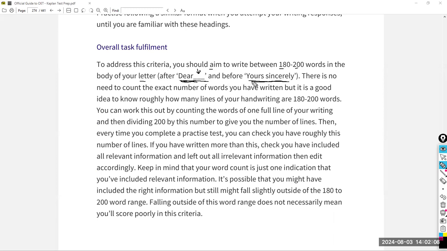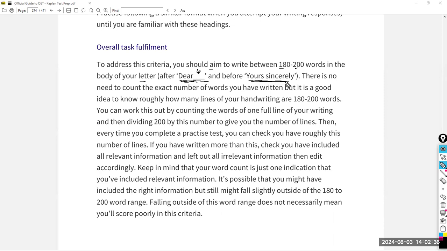Absolutely, I have to mention both of them. And don't forget to write a comma after the opening and the closing statement. You don't have to write full stops at all. Please, I have to write a comma. And it's not a must to write yours sincerely all the time. I can write sincerely. I can write, for example, best wishes, regards, because these closing statements are formal closing statements.